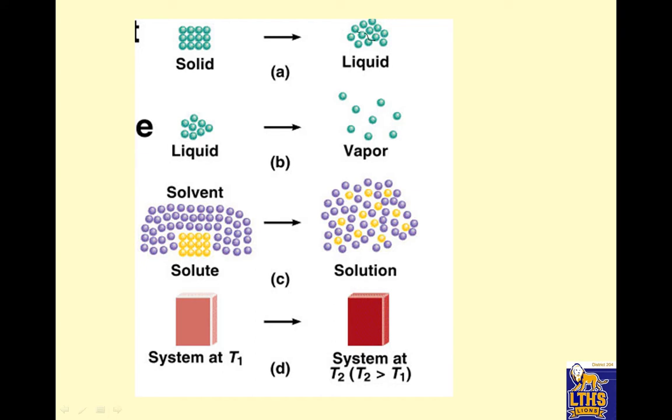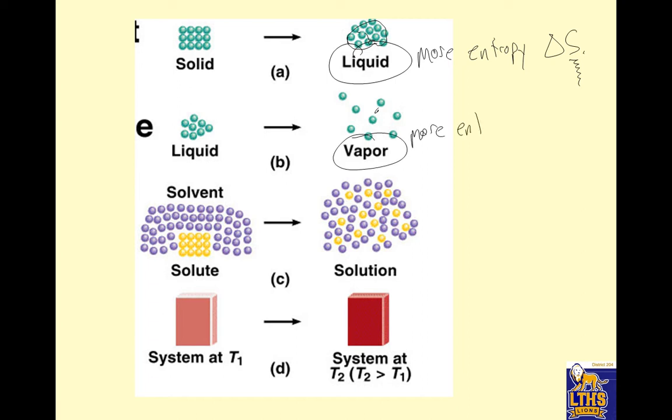Solid goes into liquid. See how this rearranges in a bunch of different ways? It could have a bunch of different arrangements. So a liquid has more entropy. Now you might ask, why is entropy delta S? I don't know. I just say that's stupid. Liquid to vapor: see how it has even more ways to arrange themselves? They could be closer together, they could be farther apart.